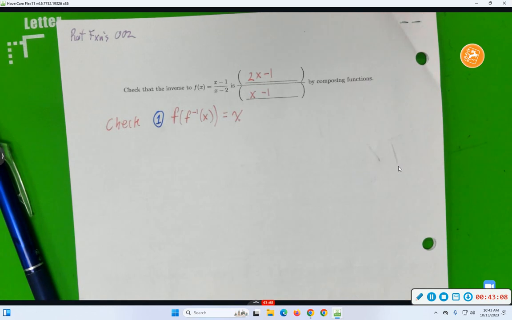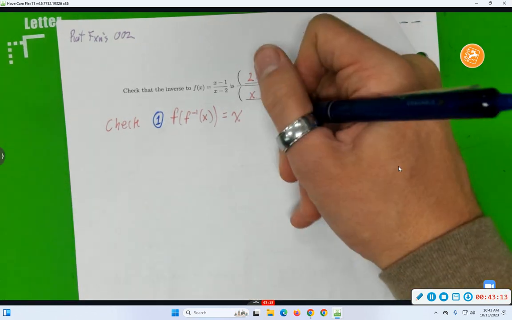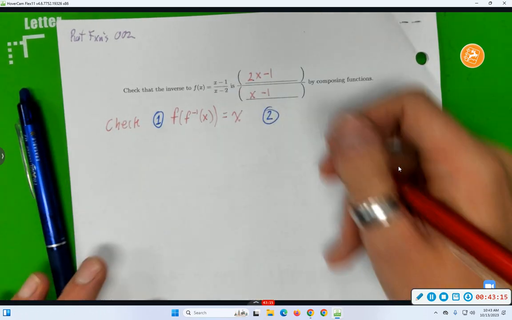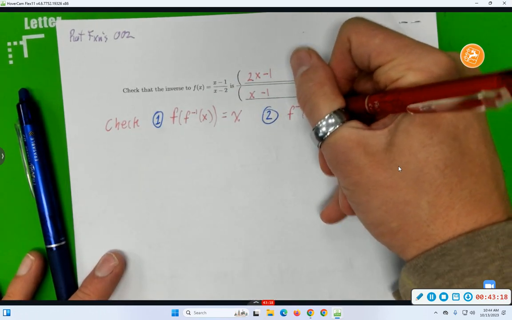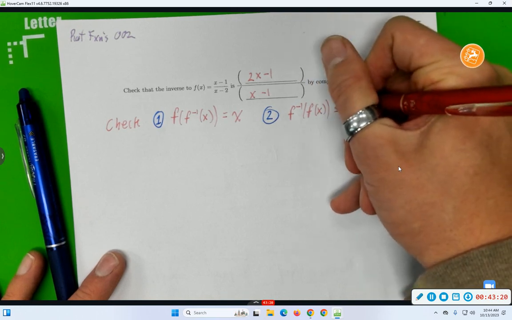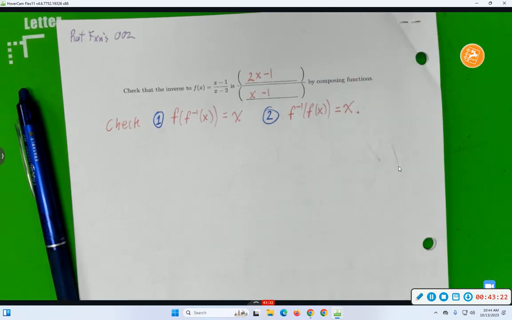I need to know that f of f inverse of x is equal to x. I also need to know that f inverse of f of x is equal to x. And maybe it's a bit of motivation: in the homework poster for today, I'm asking you to do exactly this, in fact for this very example, I think. So, in order to check that this is actually the inverse, I need to do those two things.